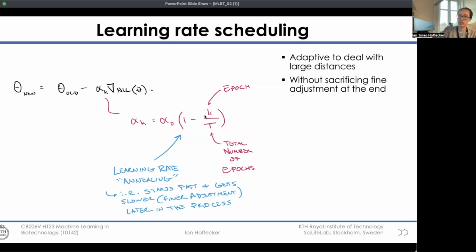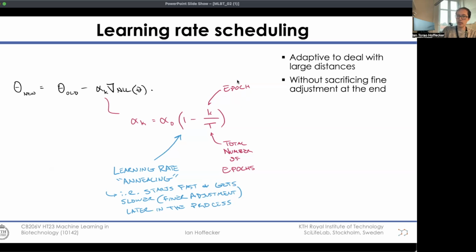So 1 minus a small value is going to be close to 1. So at the beginning, on epoch 1, we're going to be close to our maximum rate or step size. So we're taking large steps, in other words, in the direction of steepest descent.